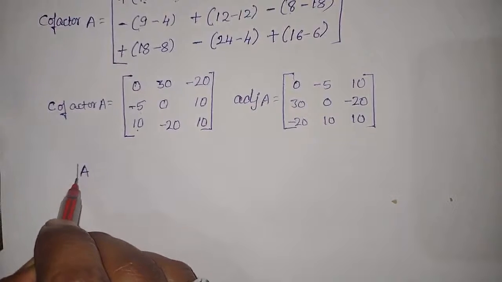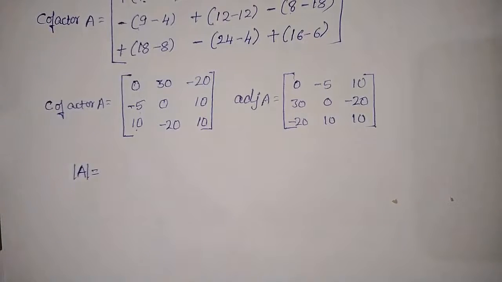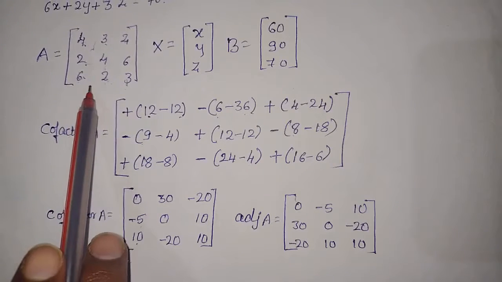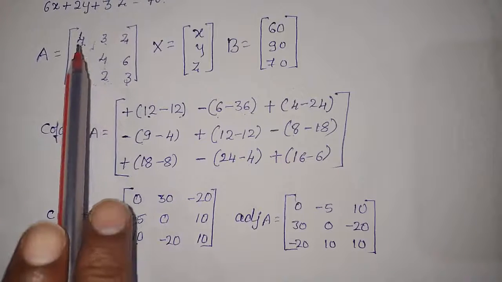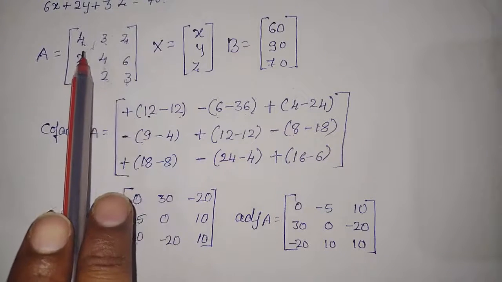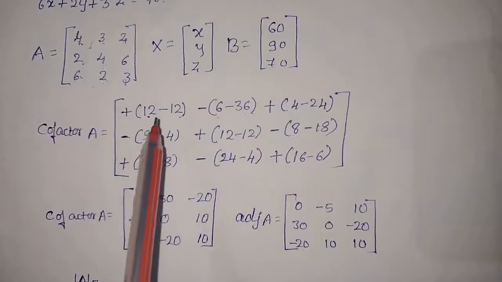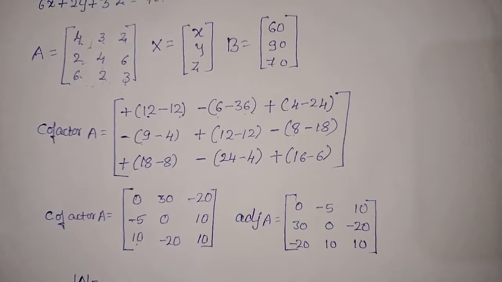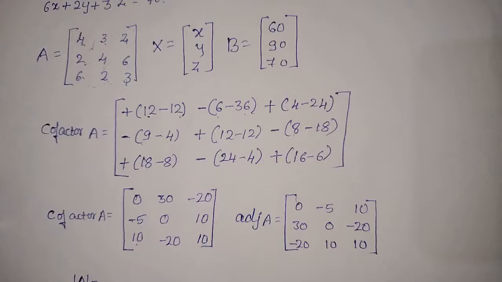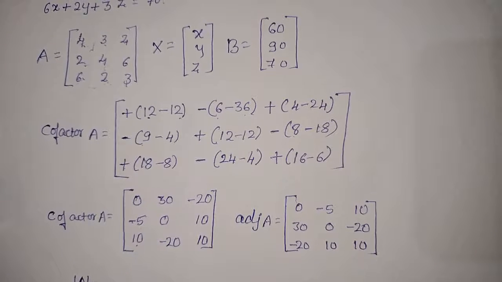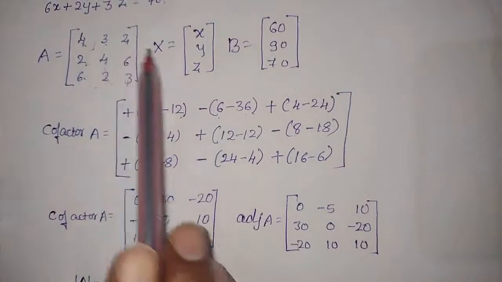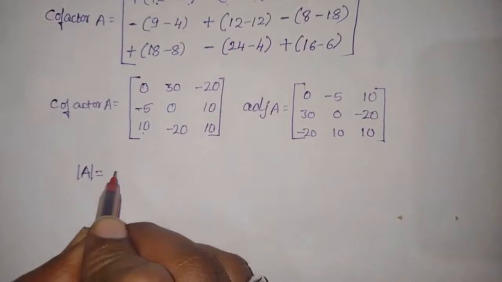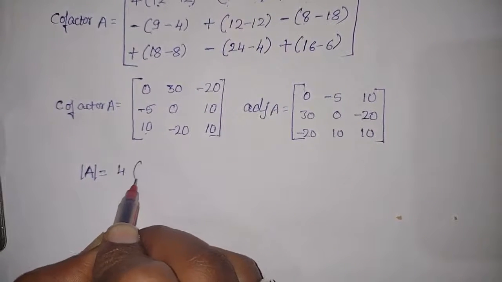Determinant of A. Which matrix do we find the determinant of? This matrix. We find the determinant by taking the first row elements, 4, and cancelling the corresponding row and column, we get the first row of the cofactor of A. That means 4 into 12 minus 12, minus 3 into 6 minus 36, plus 2 into 4 minus 24. So the first element is 4, and its row and column cancelled gives 12 minus 12.